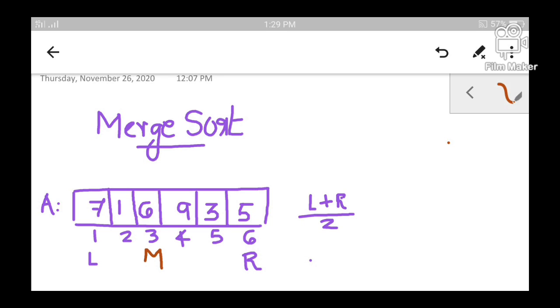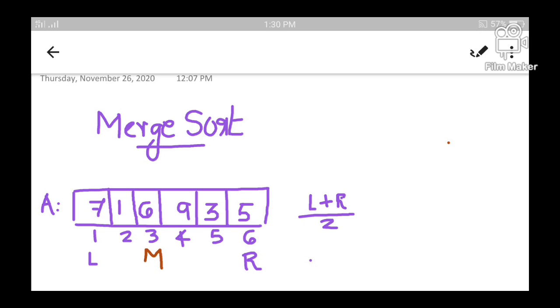It means we had an array. It was having 6 elements in it with 2 pointers L and R pointing to the left and the right extremes of the array. Using those 2 values, I had computed the value of mid, and mid is now pointing to 3. Now what? After computing the mid position of the array, we should divide the array into 2 equal parts.